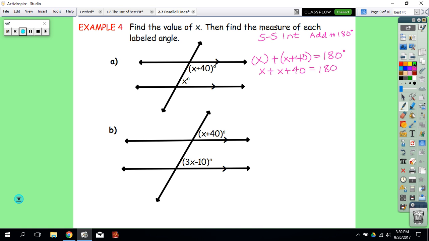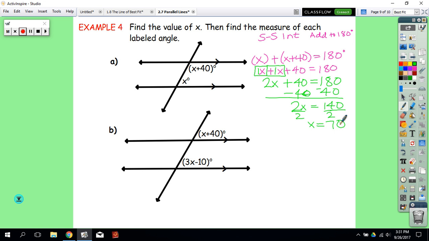First thing we want to do is combine our like terms. This is really a 1x here, and this is really a 1x here. So we've got 2x plus 40 equals 180. Subtract out the 40. So 2x is equal to 140. Divide by 2. x is equal to 70. So now what we know is that x is equal to 70.